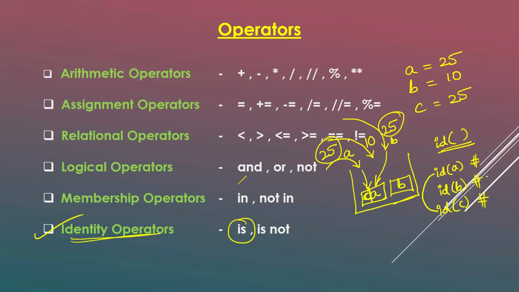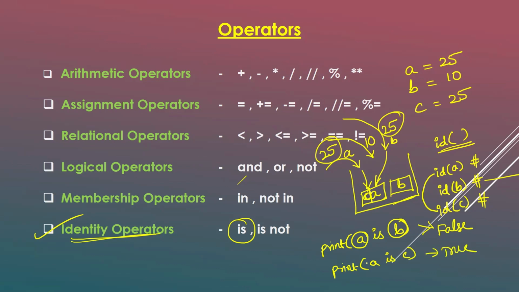Whereas the B variable will have some other location, because it is a different value compared to A and C. Now I will print A is B. Is the A variable identity similar to the B variable identity? No, because the addresses are different, so it returns false. If you give A is C, it returns true, because these two variables are holding the same address. That is the reason the output is true.